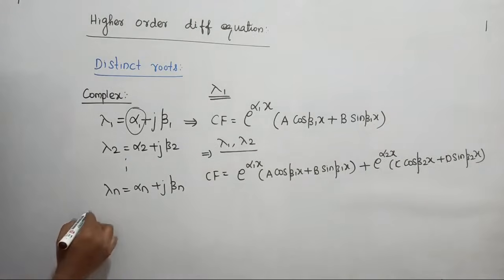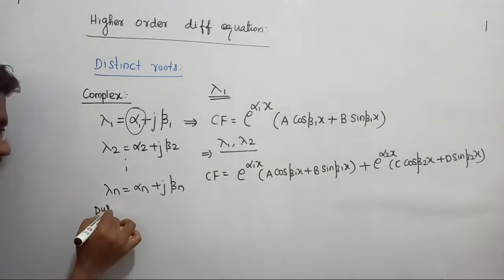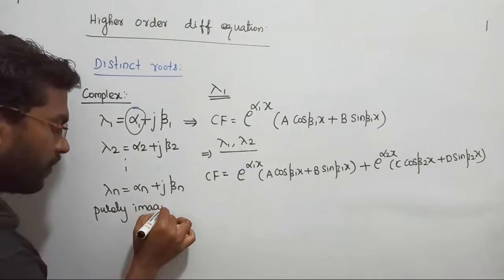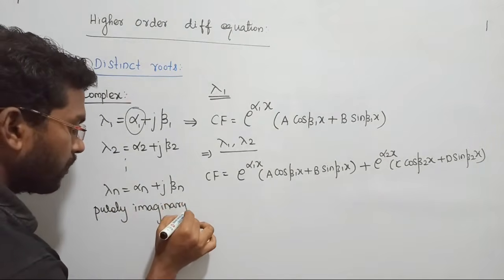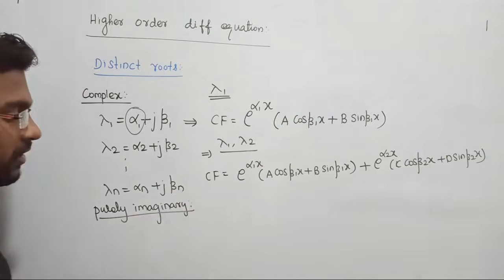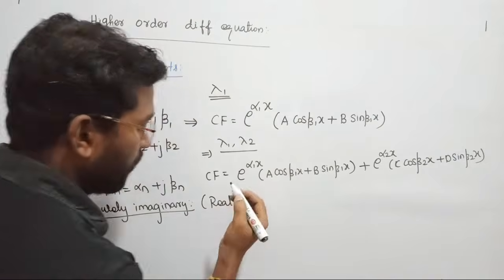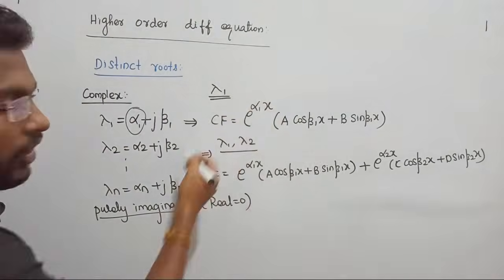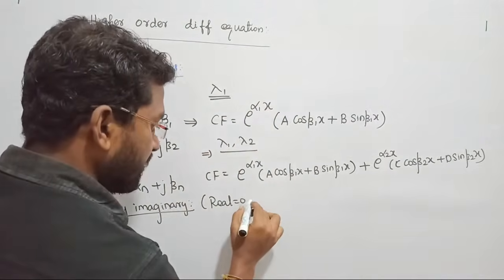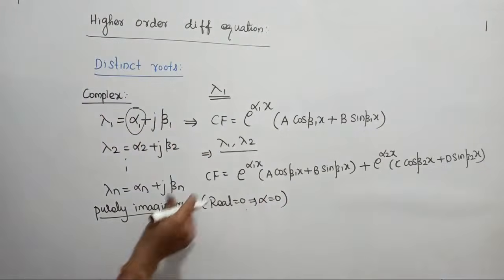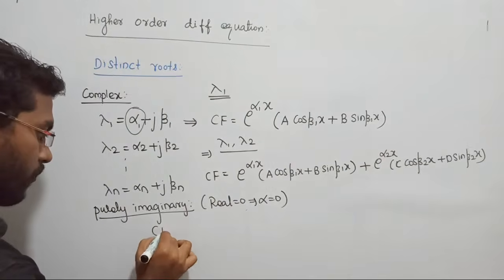Okay, this is complex. Third category: if the roots are purely imaginary, then what happens? Very simple. If it is purely imaginary, then the real part is 0. Here the real part is alpha, so it indirectly indicates alpha is 0. Do you agree?